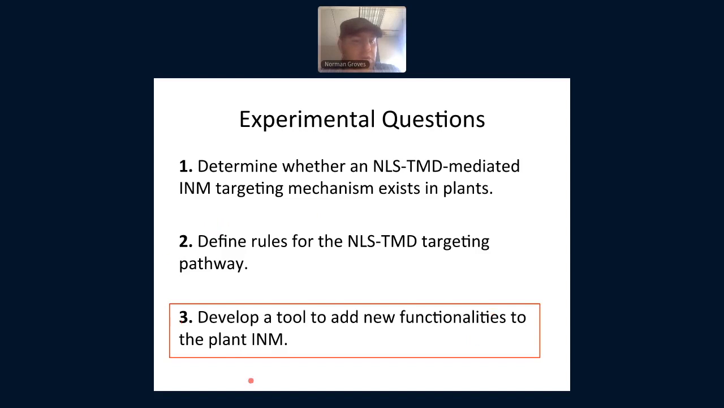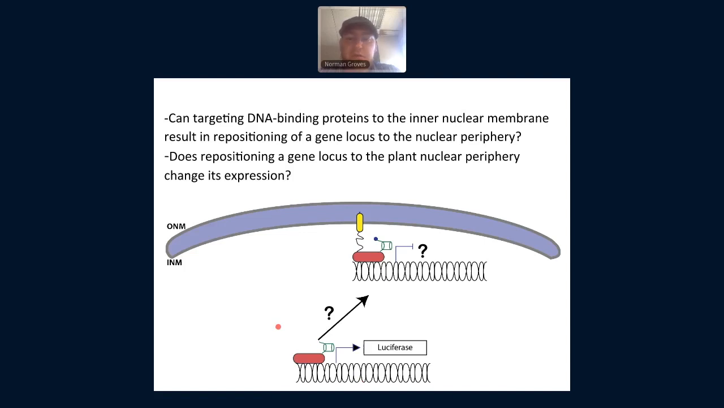And so, as I mentioned earlier in the talk, I was talking about developing a tool to add new functionalities to plant INM. A current area of research for us is seeing if we can develop chimeric membrane proteins with which we can artificially reposition gene loci to the nuclear periphery. To do this, we're testing a system where we could potentially tether an inducer to the INM and then use luciferase as a readout. That's something I hope to be able to present to you in the future. But at this time, I'll keep this short.